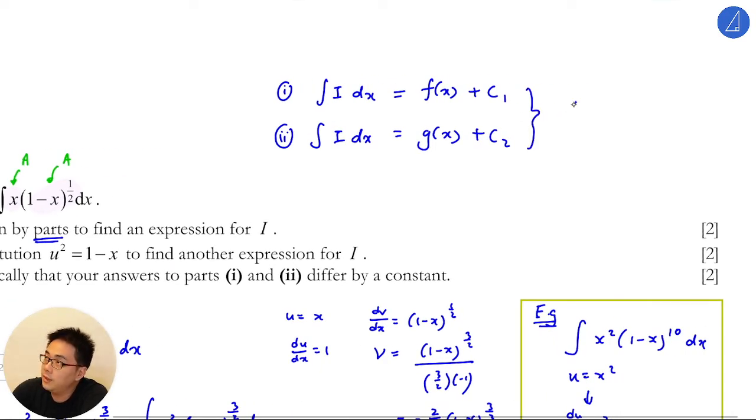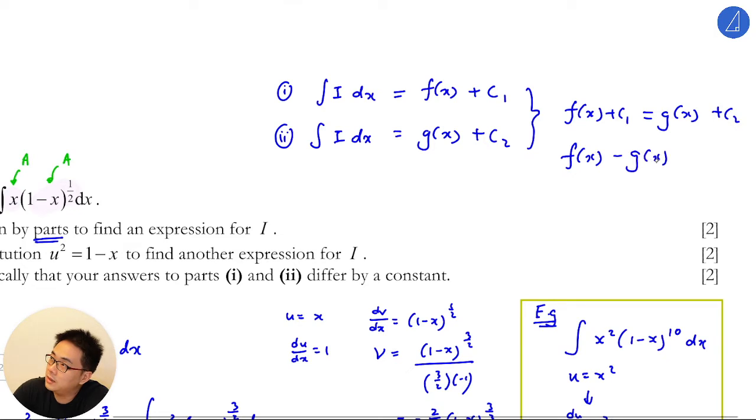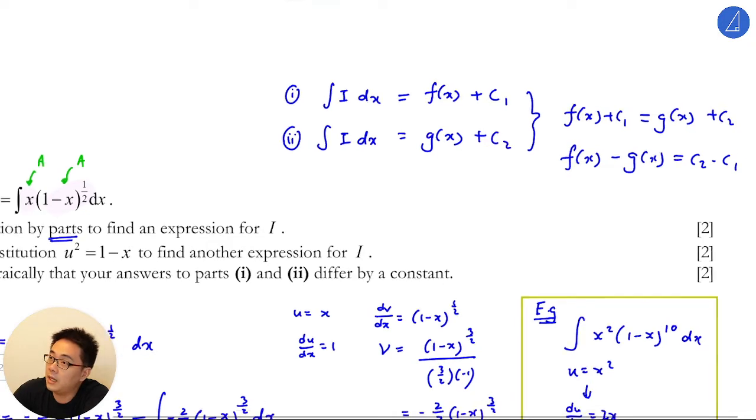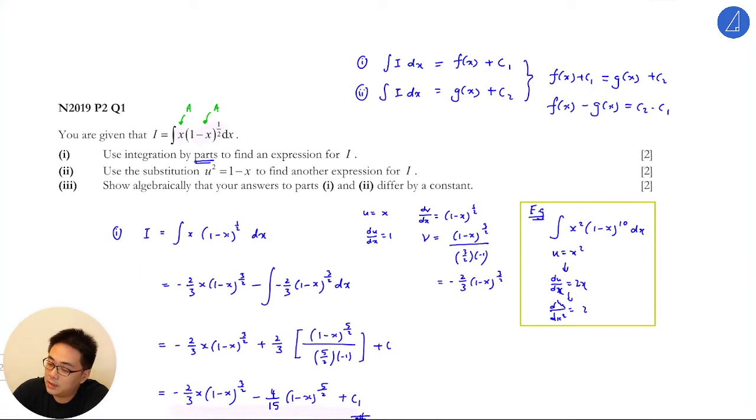Okay, so if they are equivalent, what will happen? Meaning to say f(x) minus g(x) is equal to c2 minus c1. You see that? So you see that this is a constant. If and only if they are equivalent, then only this will be a constant. So this constant is actually telling you that it is only a constant when the answers in 1 and 2 are equivalent.